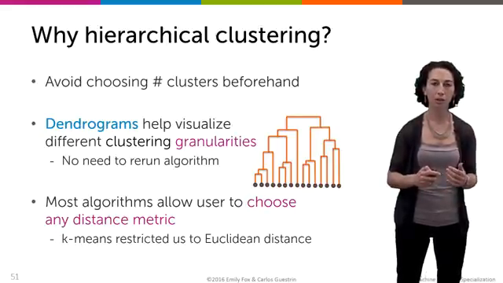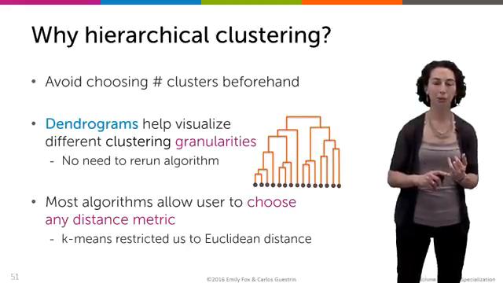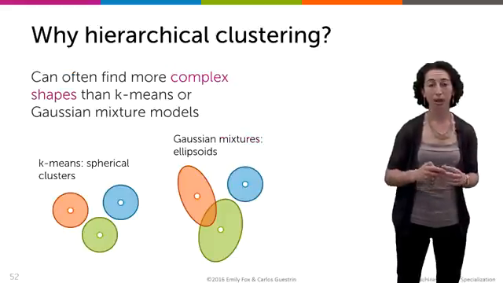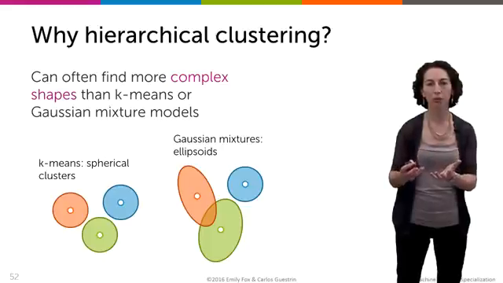Additionally, hierarchical clustering typically allows us to specify any distance metric we want for defining distances between points, whereas, for example, when we looked at k-means, we were implicitly specifying Euclidean distance as our distance metric. And finally, hierarchical clustering can allow us to capture more complex shapes to our clusters than the types of things that we saw with k-means or our mixture models.